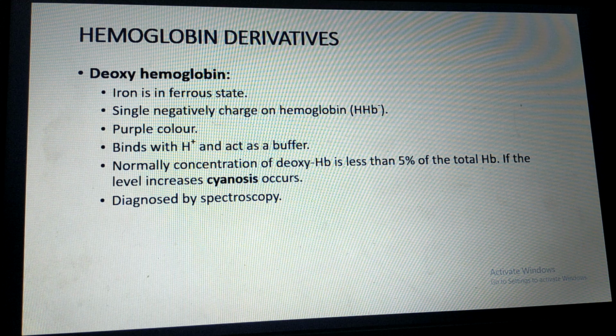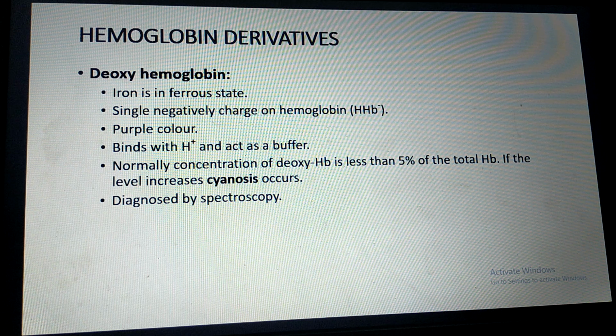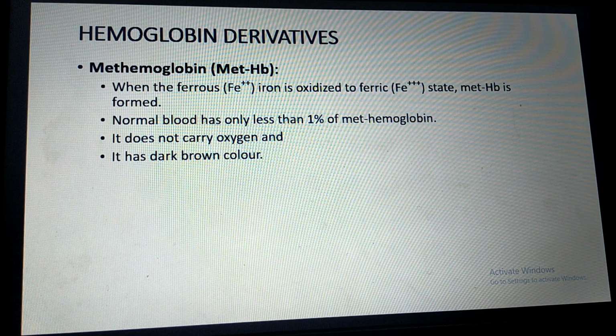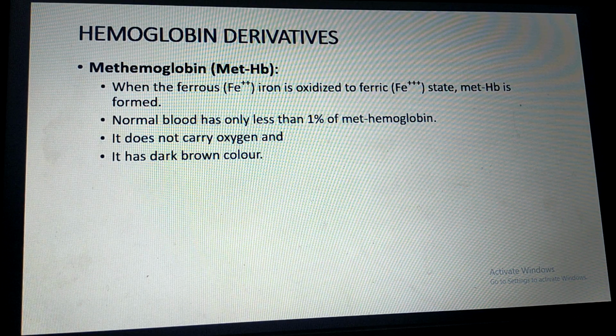Normal concentration of deoxyhemoglobin is less than 5% of total hemoglobin. If the level of deoxyhemoglobin in the body increases above 5%, it leads to a condition called cyanosis. It is also diagnosed by spectroscopy. In fact, all hemoglobin derivatives can be diagnosed by the spectroscopy method. Next is methemoglobin. When ferrous iron is oxidized to ferric form, methemoglobin is formed.